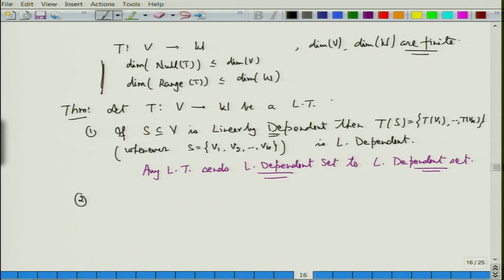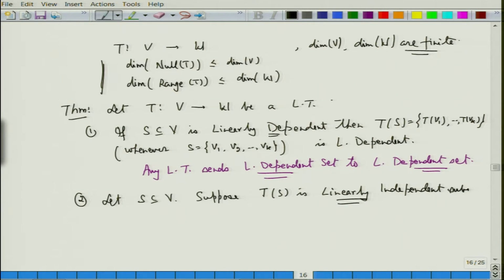Second, so let S be a subset of V. Suppose T of S is a linearly independent subset of W, all right. T of S is an element of the range, so I am looking at a linearly independent subset of W, then S is linearly independent.